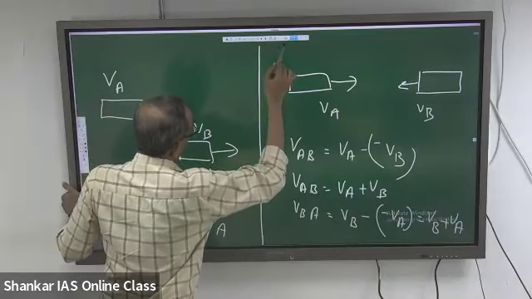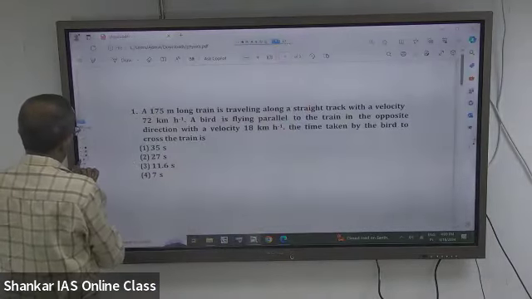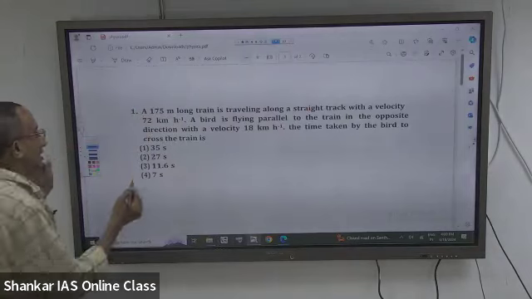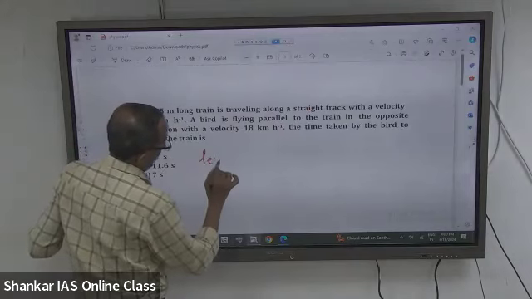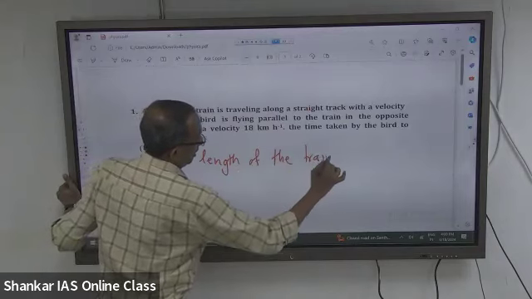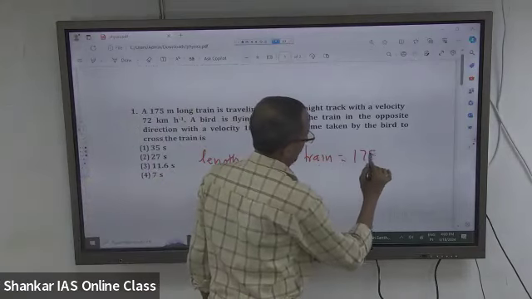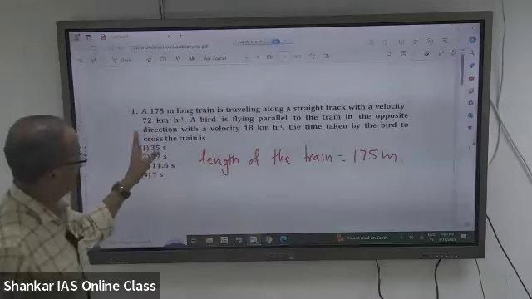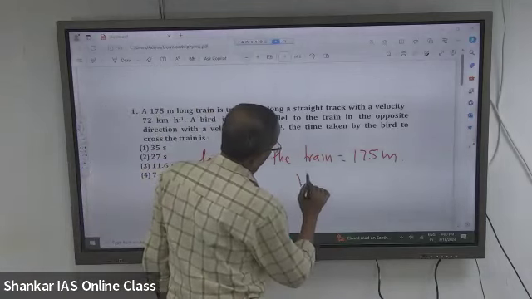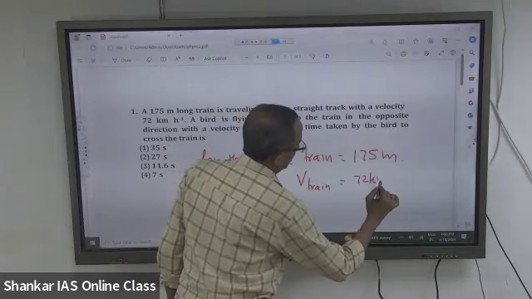Now we'll do one numerical related to this. We have a train. Length of the train equals 175 meter, and it is traveling along a straight track. Velocity of the train equals 72 kilometer per hour.